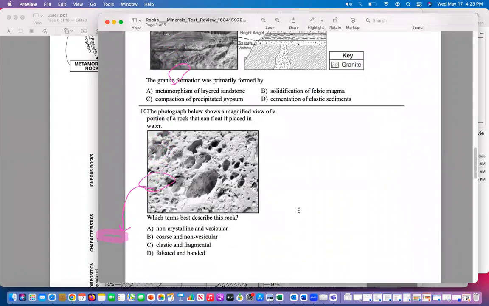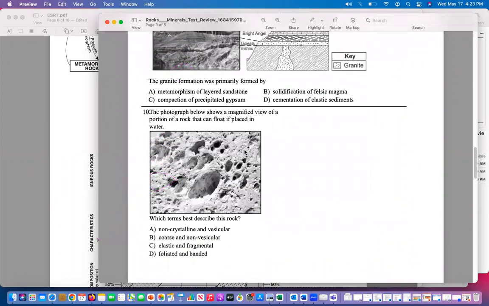Number 10. The photograph below shows a magnified view of a portion of a rock that can float if placed in water. What terms best describe this rock? The fact that I see this rock has holes in it. But these rocks that have holes in them, this texture is familiar. These holes are also known as gas pockets. Because I know this rock has gas pockets, there is a name for this type of texture.